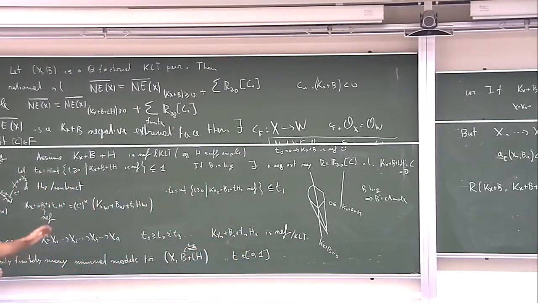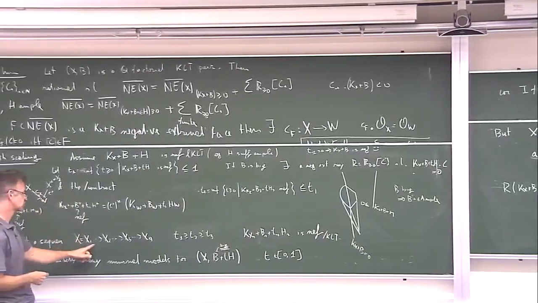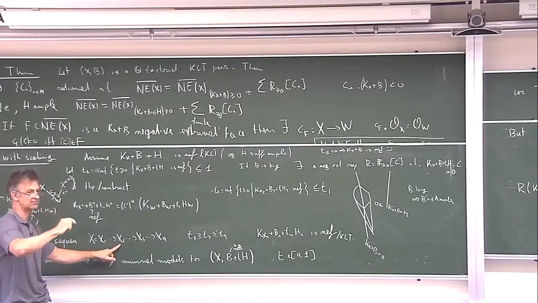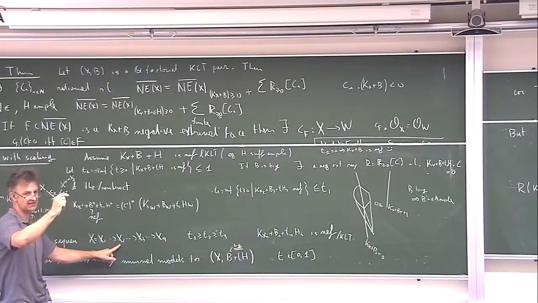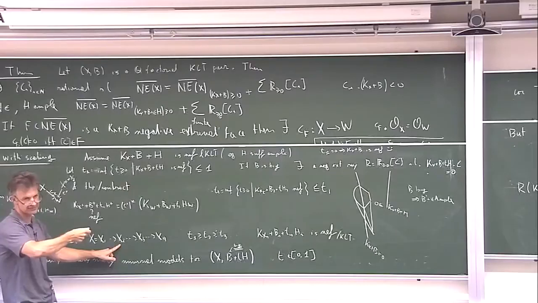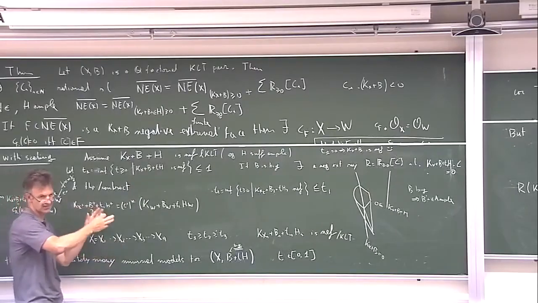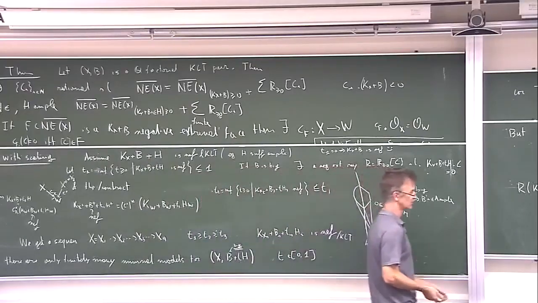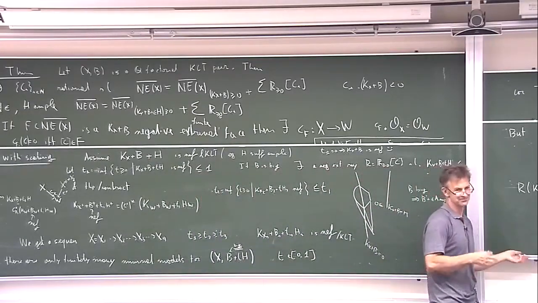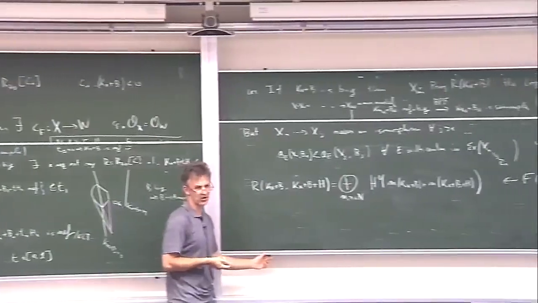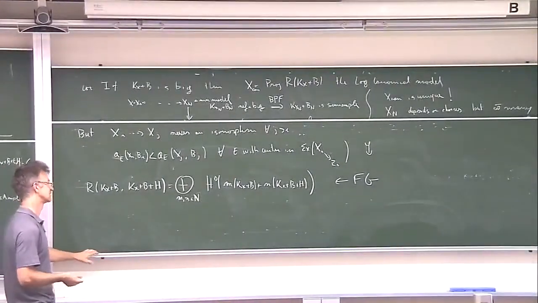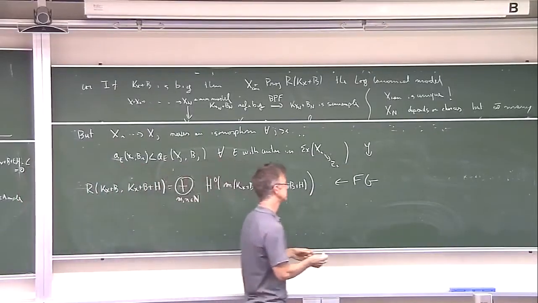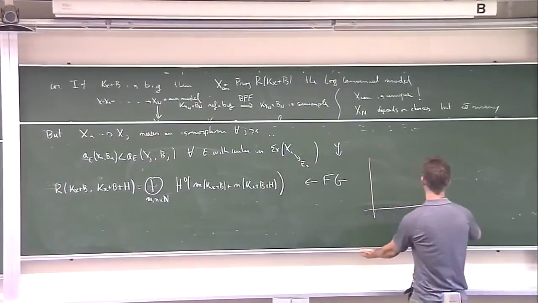That's so each step of each one of these flips will actually be negative with respect to kx plus b plus th, for any t less than or equal to t1. So it will preserve the singularities of that object, but not necessarily of kx plus b plus h itself. So you're worrying about technicalities that at some point you have to worry about, but I'm trying to sweep under the rug.